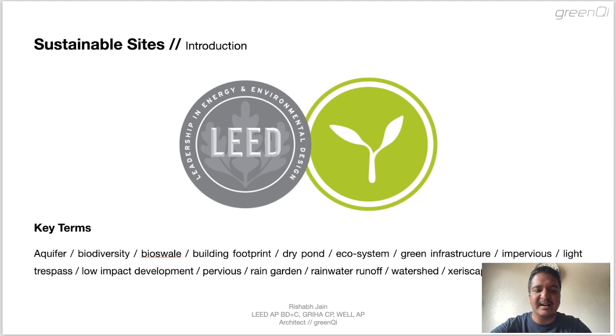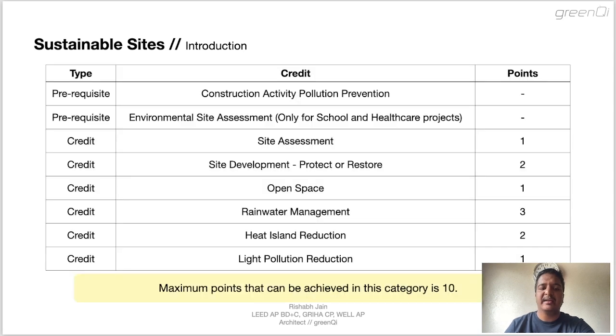The sustainable sites category in LEED version 4 addresses the environmental impact of the site design and management, rainwater management, urban heat island effect, and light pollution of a building site. There are a total of two prerequisites and six credits in the sustainable sites category, which we will discuss in detail. The maximum points achievable under this category are 10.